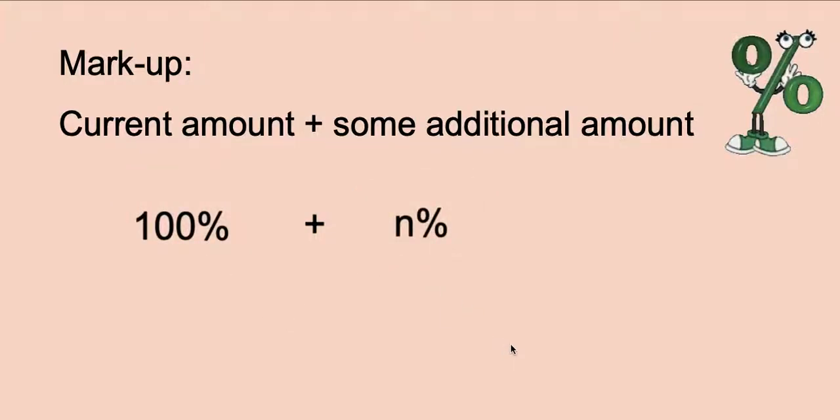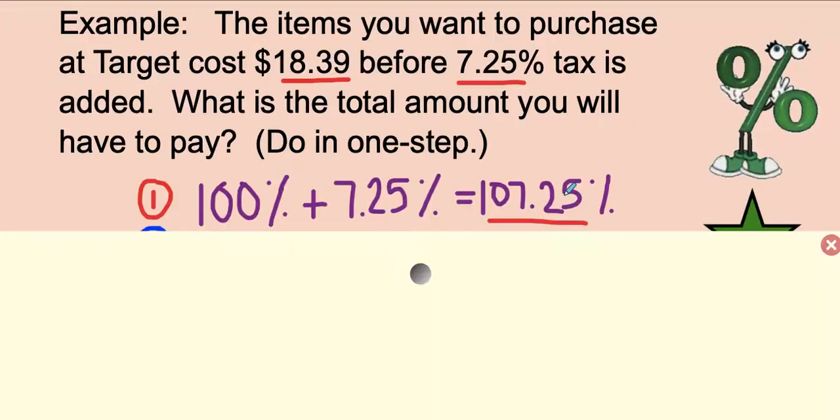So the first thing when it comes to a markup is we want to know what the new percentage is, right? 100% is the original. That's what we start with. Like up here it says the current amount. And then n% is what we're marking up. So the current 100% plus some additional percent.